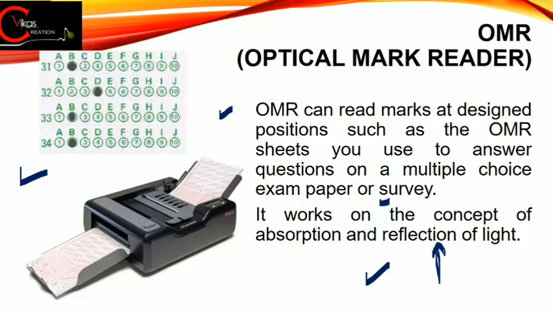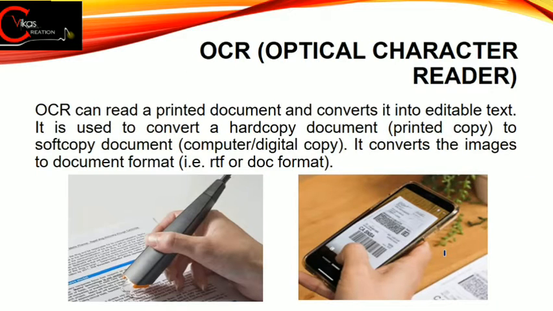Now next one is OCR or optical character reader. This OCR is similar to our OMR, but the only difference is that in OMR we use that device for checking the objective type questions, whereas in the OCR we will scan any printed document to convert that printed document back to the simple soft copy format.